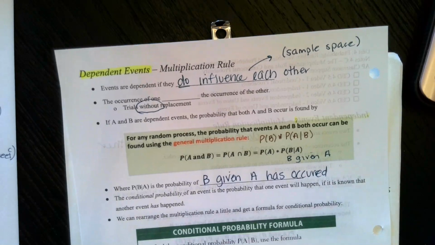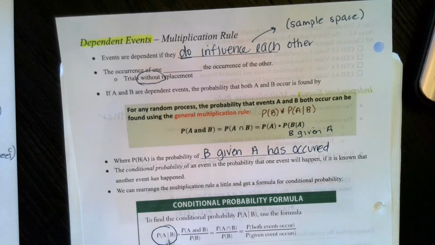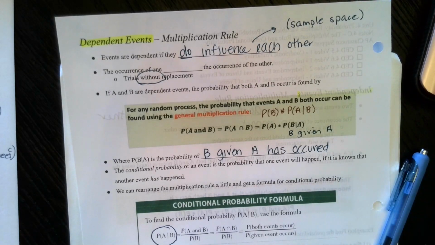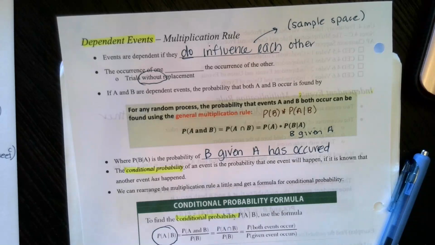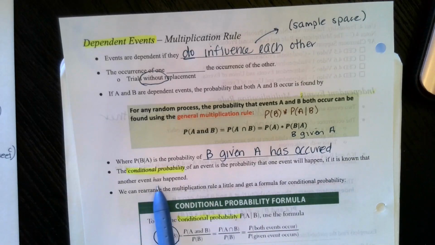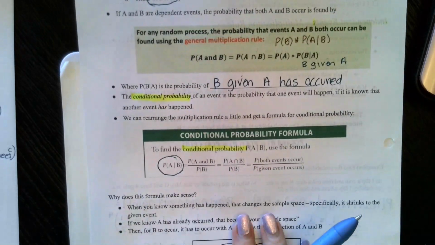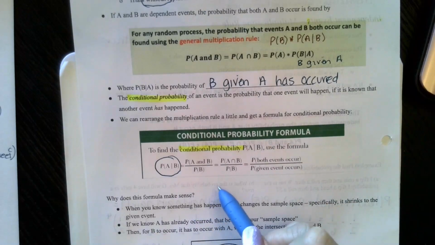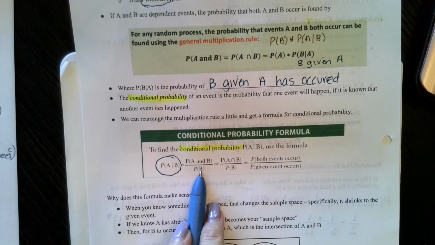Okay, now in this and statement, we have this symbol right here, and this would be the probability of A given B has occurred. We call that part the conditional probability. So up here it says the conditional probability of an event is that one event will happen if it's known that another event has already happened. We said that: A given B has already occurred. And this is on your AP Stats formula sheet, right? But all this is, is our general multiplication rule probability equation that's manipulated.